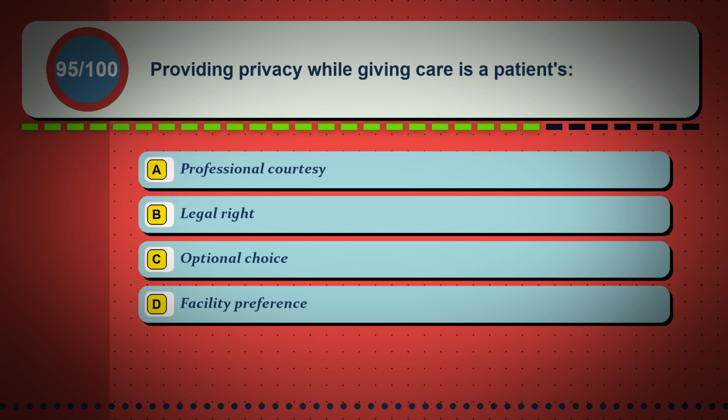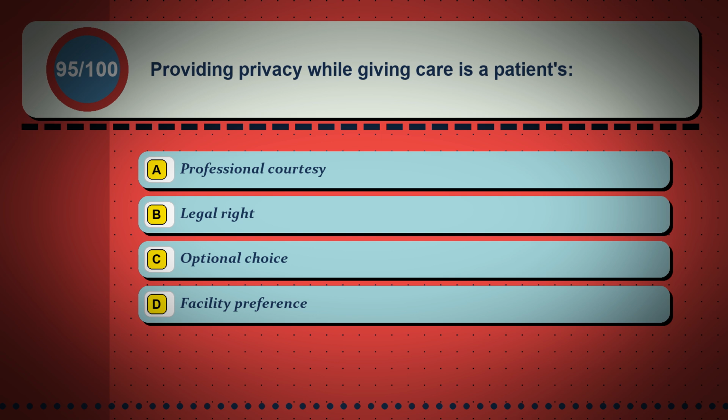Question 95. Providing privacy while giving care is a patient's: Option A. Professional courtesy. Option B. Legal right. Option C. Optional choice. Option D. A facility preference.